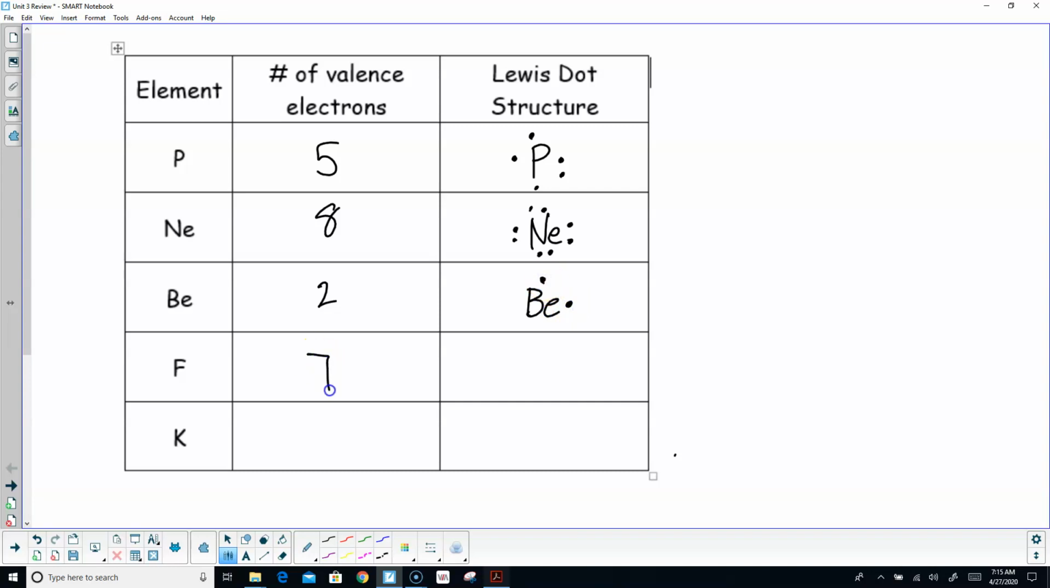Fluorine is in group 17. It has 7. 1, 2, 3, 4, 5, 6, 7. So 2 on each side, 1 on the bottom. And then potassium is in group 1. It has 1. It should look like that.